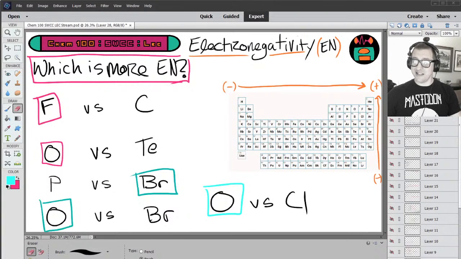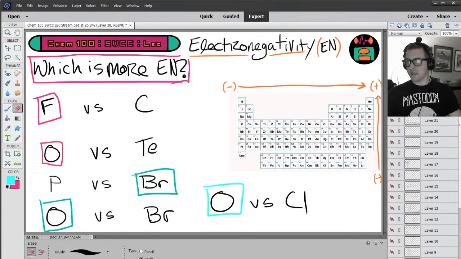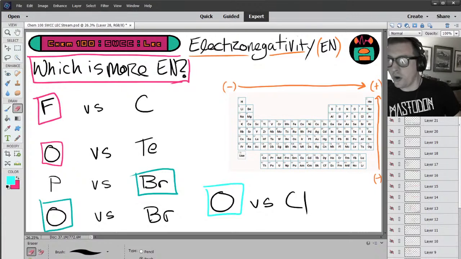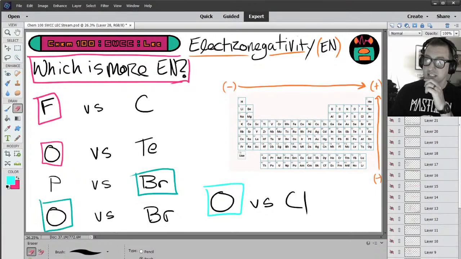So that is atomic radius. That's electronegativity. And that brings to a close our discussion of chapter 3. All right, and this brings us to chapter 4, which will go on for quite some time.